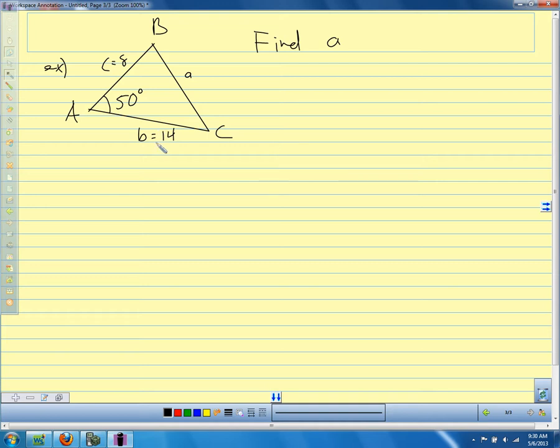So our triangle is a side-angle-side triangle. That tells us we can use the law of cosines. Alright, so we're finding side A. So I'm going to write the law of cosines equation that has side A on one side. So I have A squared equals B squared plus C squared minus 2BC cosine A.